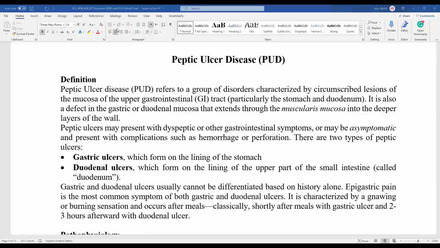Peptic ulcer disease. Those of us in the class can mute.